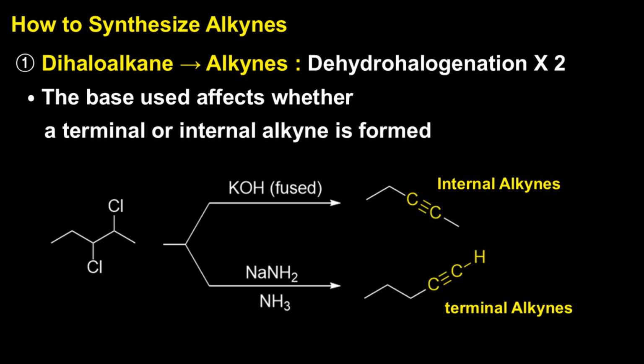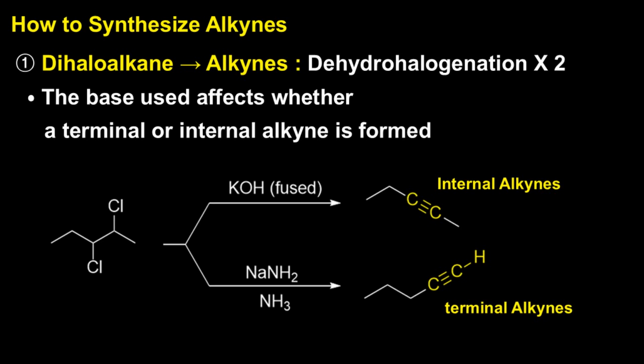Here's something really important to keep in mind. The type of base you use can actually change the kind of alkyne you end up with. If you go with fused KOH, the reaction usually stops at making an internal alkyne because there's no easily removable proton left at the terminal position.